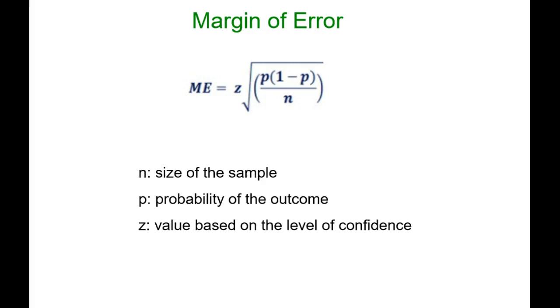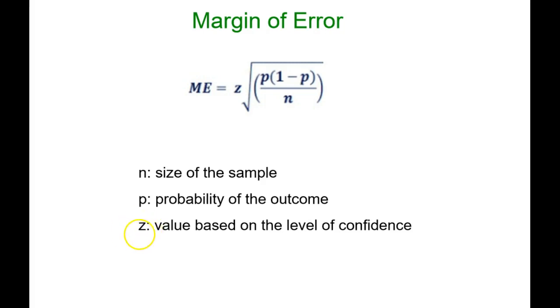The basic formula we're going to use is the margin of error is equal to z times the square root of p times 1 minus p divided by n. N represents the size of the sample we're using. P represents the probability of the outcome. In the example we just went through, 45% approval rating, so our value of P would be 0.45.